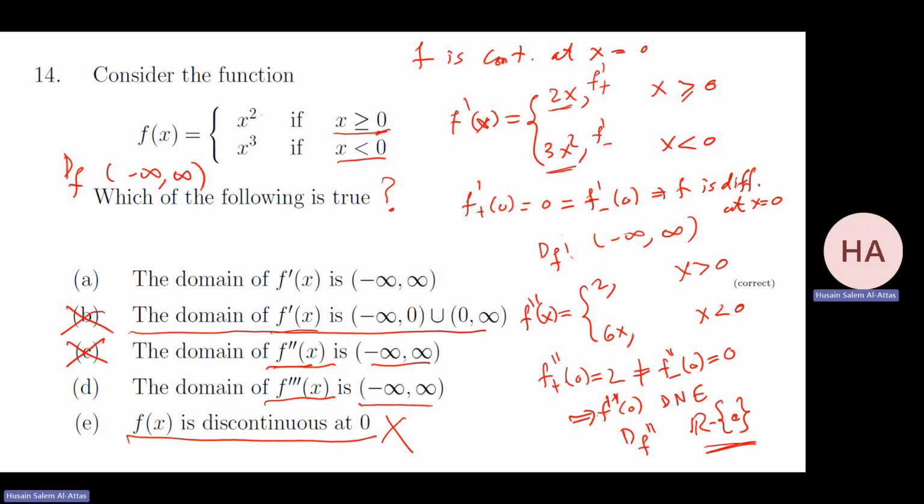Now when it comes to this one, the third derivative, first you check f double prime, is it continuous? No, because you need to find the derivative of f double prime. It's not continuous, so you cannot continue. So this is also wrong. I mean, at 0 the f triple prime is not defined or does not exist. So the answer is this one. I hope it's clear.